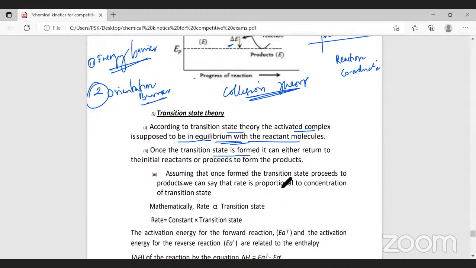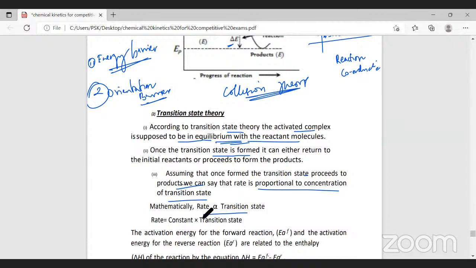Molecules. Once the transition state is formed, it can either return to its initial reactant or proceed to form the product. Assuming that once formed the transition state proceeds to products, we can say that rate is proportional to the concentration of the transition state. So if a transition state is formed, then the rate of the reaction is proportional to the concentration of the transition state.